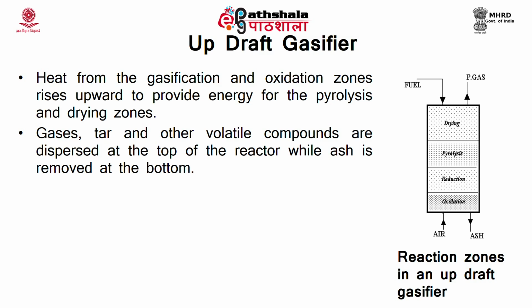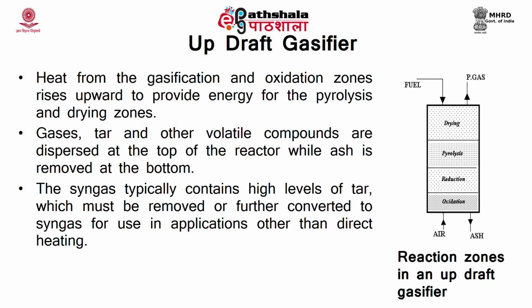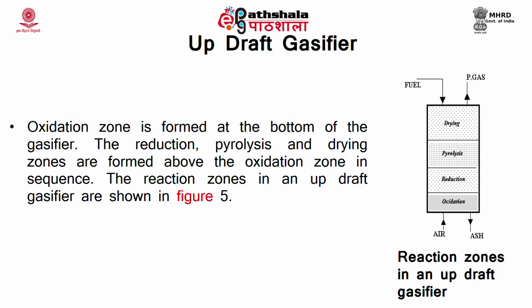Gases, tar and other volatile compounds are dispersed at the top of the reactor, while ash is removed at the bottom. The syngas typically contains high levels of tar, which must be removed or further converted to syngas for use in applications other than direct heating, because if tar is present, its efficiency is reduced. The oxidation zone is formed at the bottom of the gasifier, as I told you, then the reduction, pyrolysis and drying zones. This is the sequence of the steps that happen in an updraft gasifier.